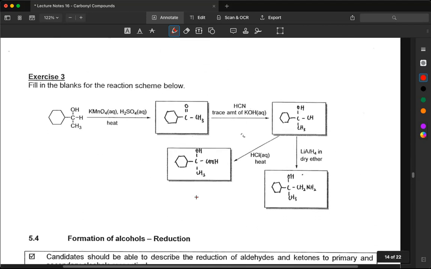Filling the blanks for the reaction scheme. So you can have this undergoes oxidation. With trace amount of KOH, HCl, nucleophilic addition, and then lithium aluminum hydride in dry ether. Form this, and then this, you form this.